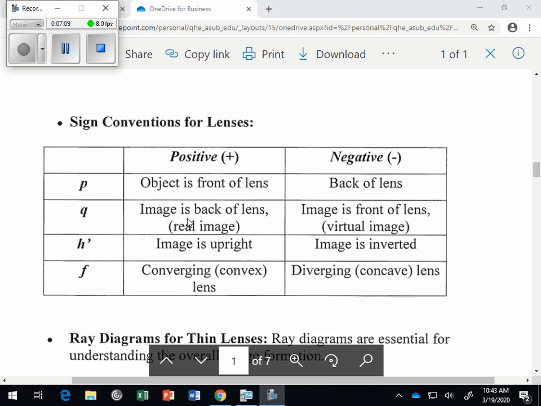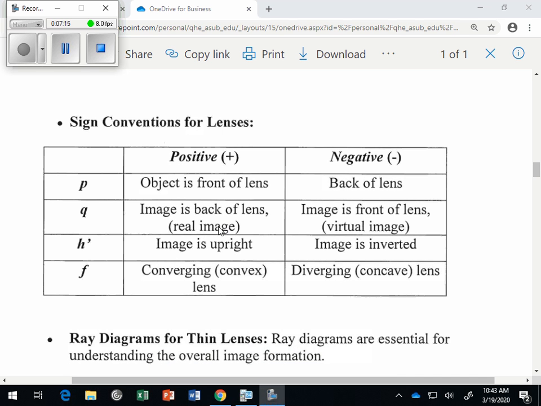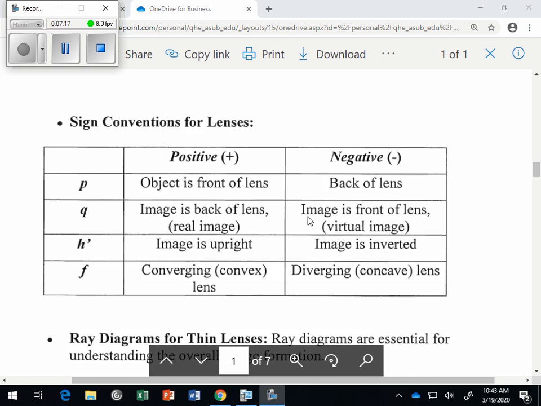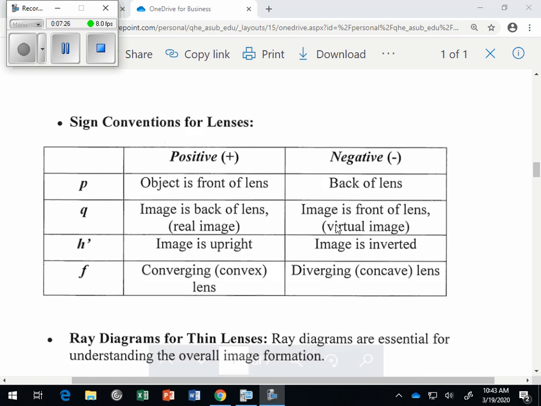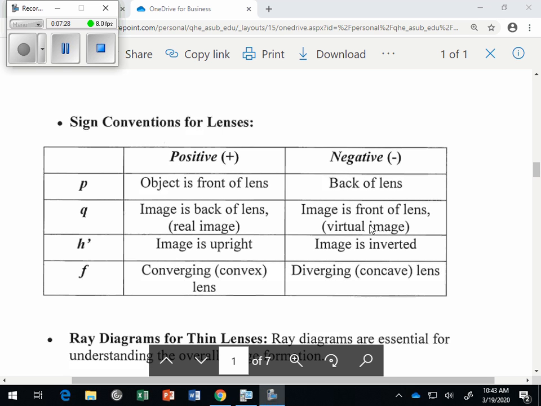Okay, now the Q. If Q is in back of the lens, meaning the right side of the lens, it is a real image. Okay, so now if the image is in front of the lens, we call it a virtual image. Well, we have to discuss problems before we can understand better.